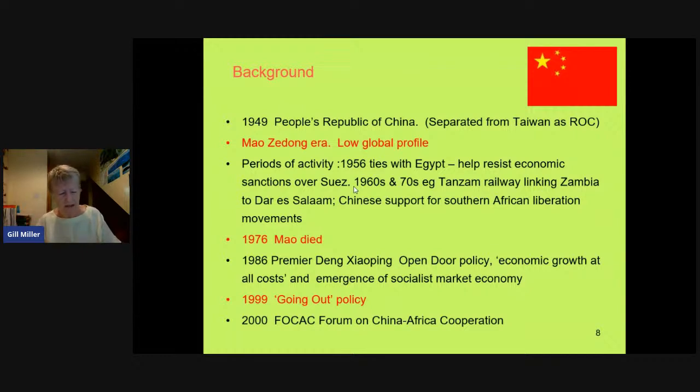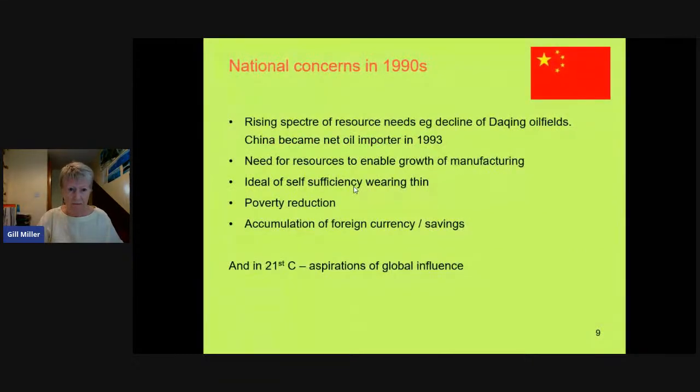And then in 2000, very important also, last thing about the background is that there was the Forum on China-Africa Cooperation. And China, since then, has been nurturing relationships with its African neighbours. And the West is a bit suspicious of that, I think, too.